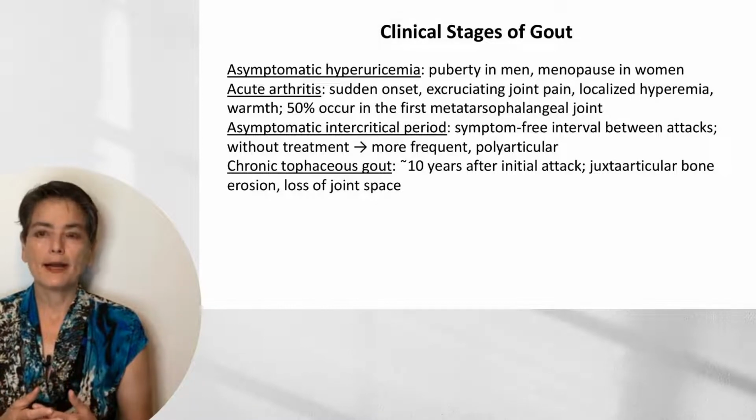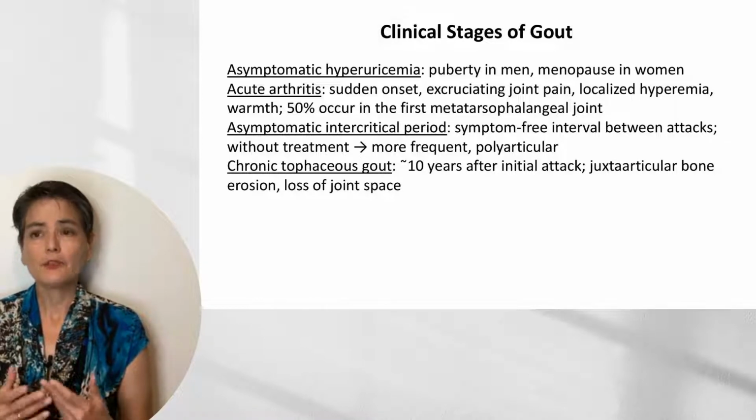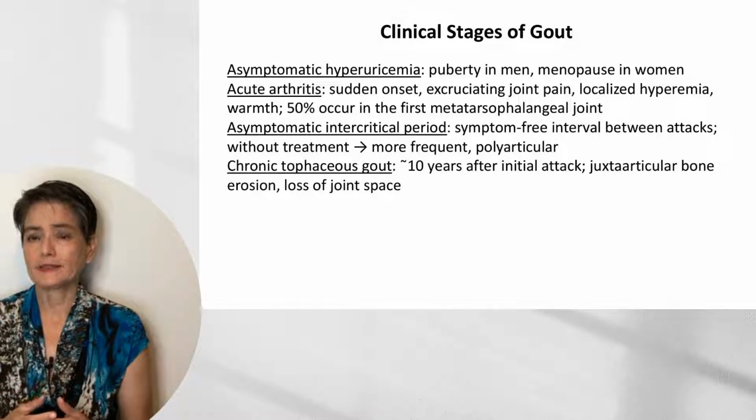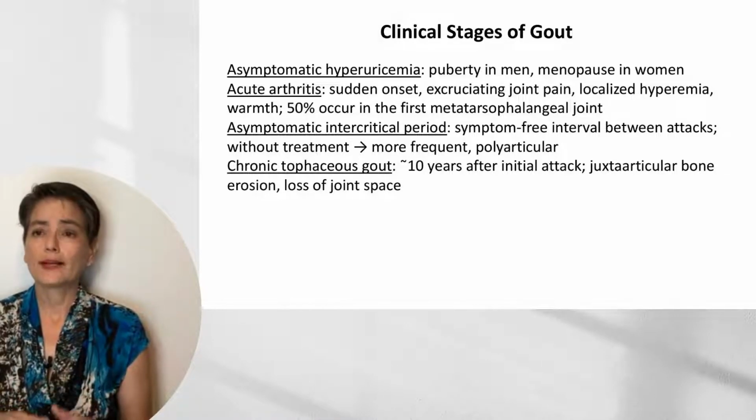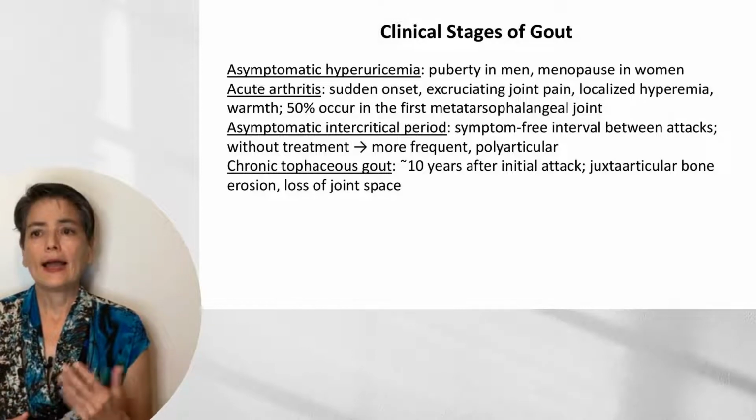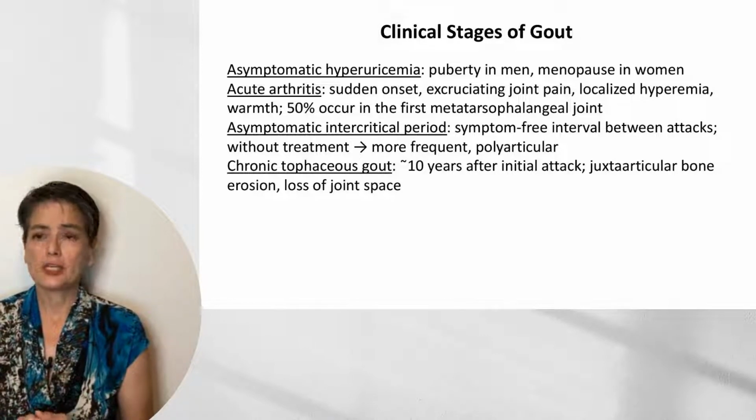This is absolutely classic. Now, even without therapy, this will resolve in a few weeks, and the patient will enter an asymptomatic intercritical period. This is the symptom-free interval between attacks. Now, without treatment, these attacks will become more frequent and will affect more and more joints. After about 10 years from the initial attack, we're going to get the development of chronic tophaceous gout, in which we get this chalk-like deposition of urate around the joint and in the soft tissue, resulting in juxta-articular bone erosion and loss of joint space.